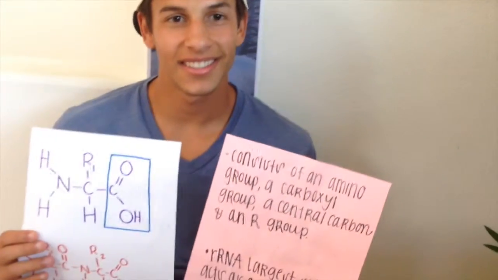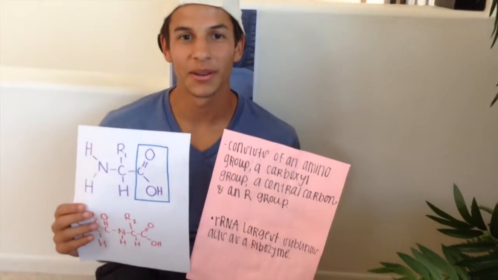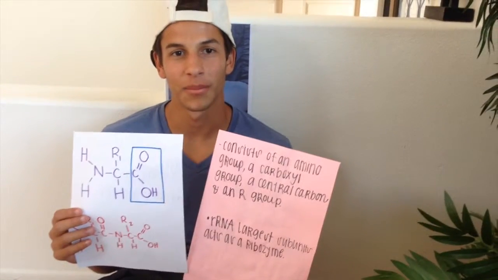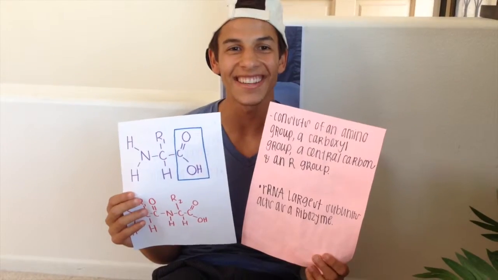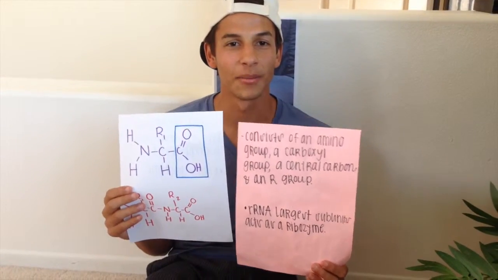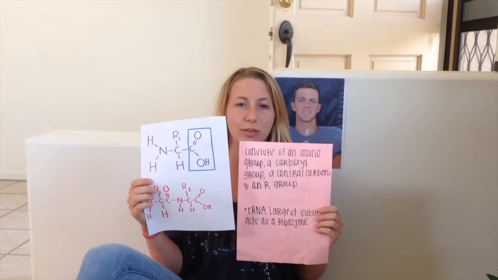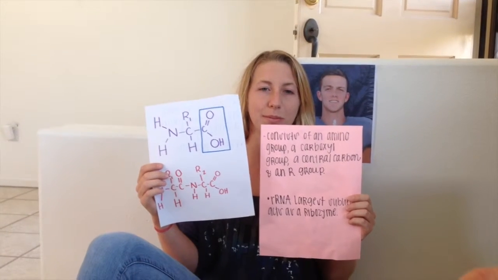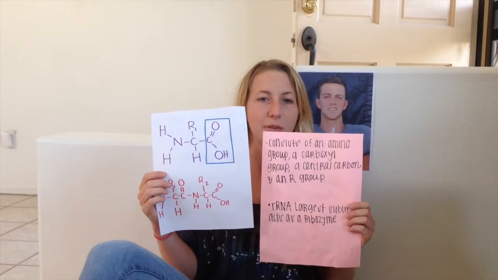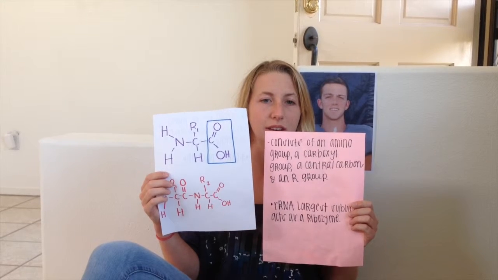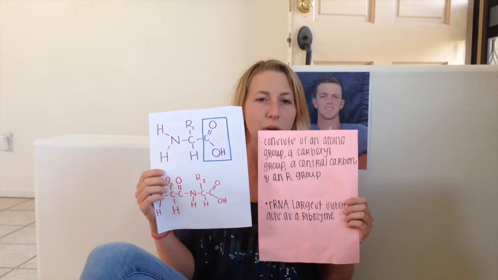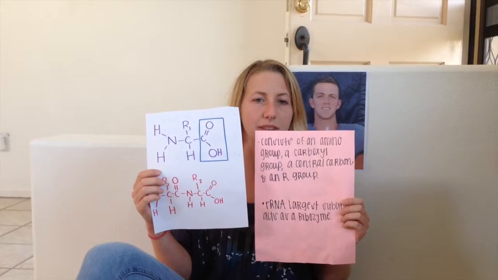An amino acid consists of an amino group, a carboxyl group, a central carbon, and an R group. Every amino acid is exactly the same except for the R group. The rRNA in the large ribosomal subunit acts as a ribozyme to join amino acids to form a peptide bond. A bond forms between the carboxyl end of the amino acid and the amino group of the next amino acid. Water is removed as the bond is formed.